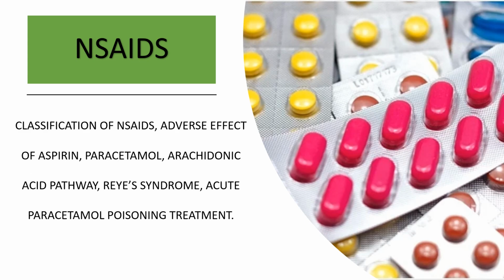Next topic is NSAIDs. Under NSAIDs, the classification of NSAIDs, the COX-2 inhibitors, selective and non-selective, what is the difference between them? The arachidonic acid pathway, then adverse effects of aspirin, why it should be stopped to avoid bleeding during procedures. So what is the correlation between aspirin and the platelet mechanism? How does it have an antiplatelet effect? You should know the concept behind that. Then paracetamol, the adverse effects of paracetamol, then what is Reye's syndrome, then what drug you give for acute paracetamol poisoning. So these are the points you should cover from NSAIDs.